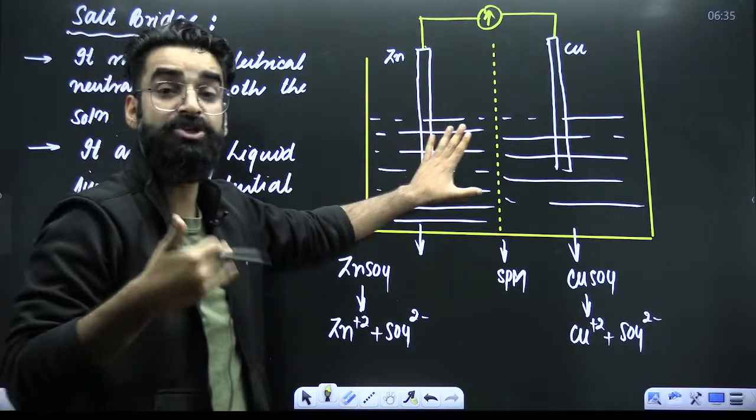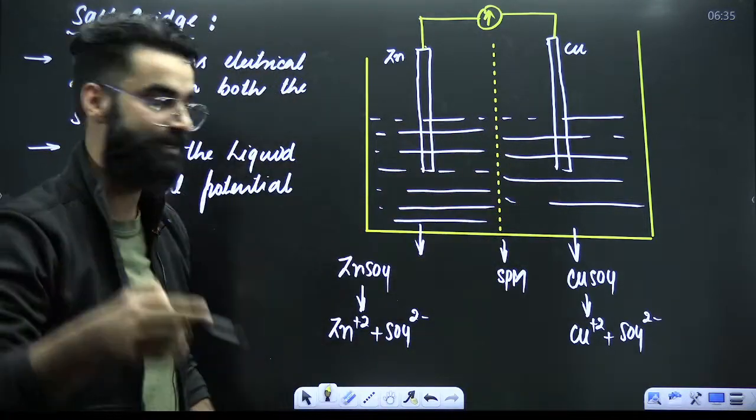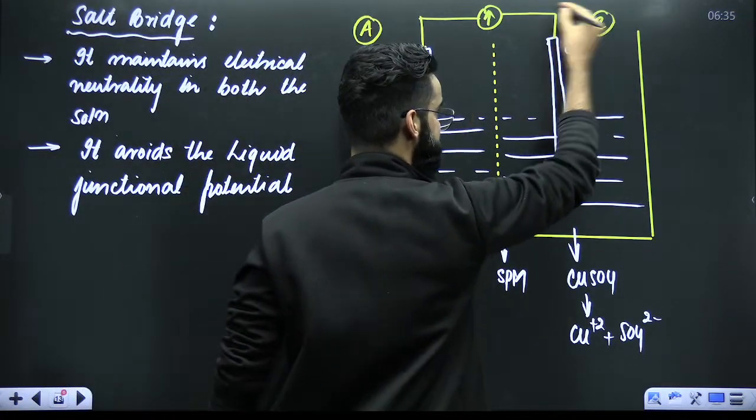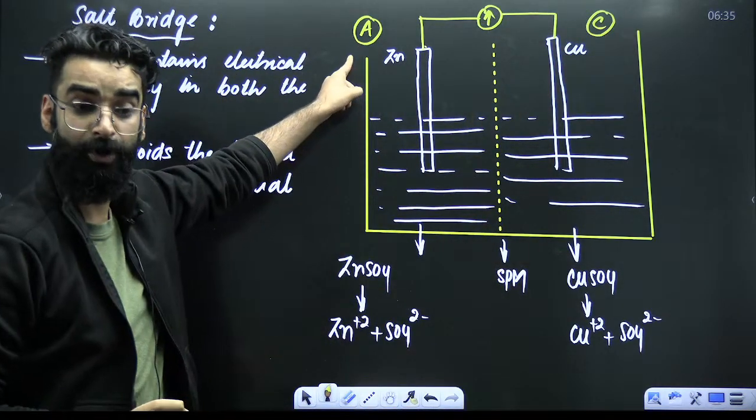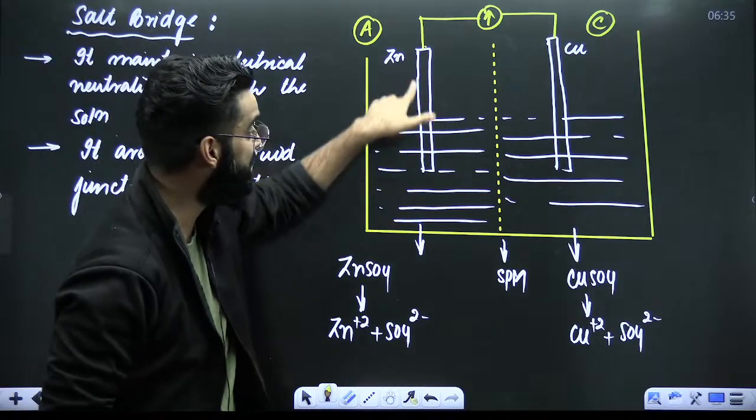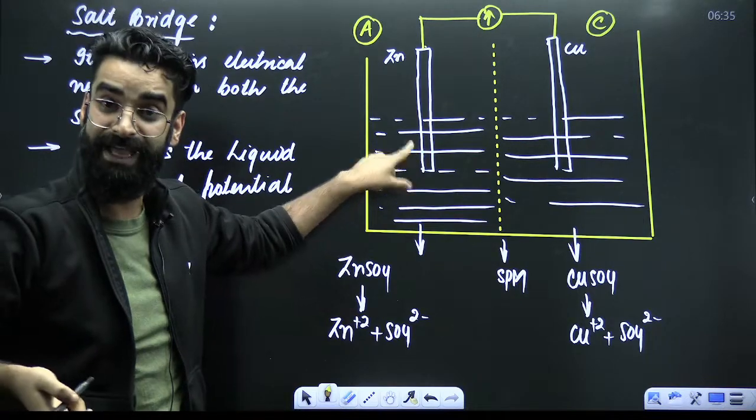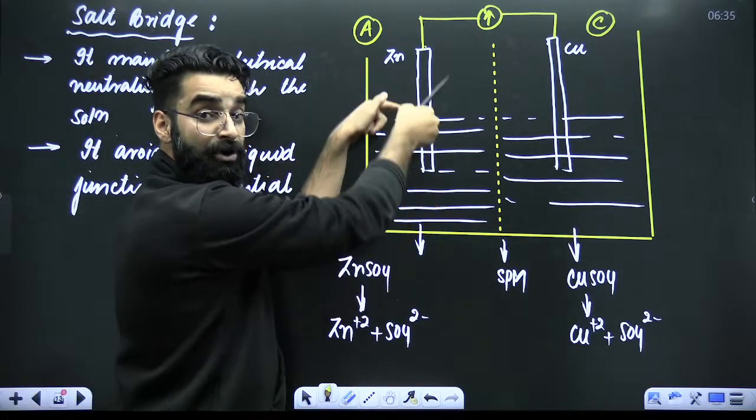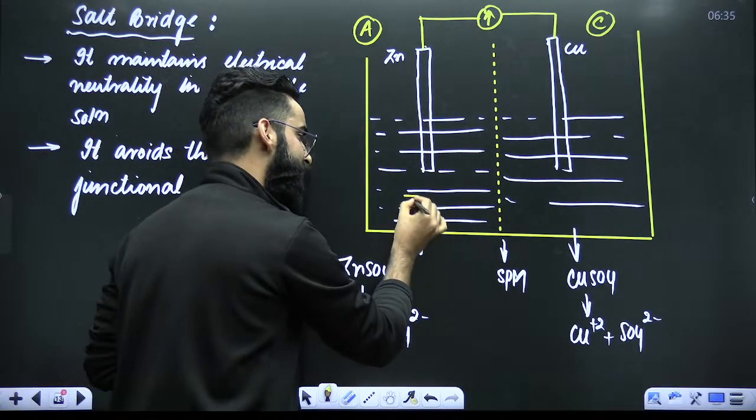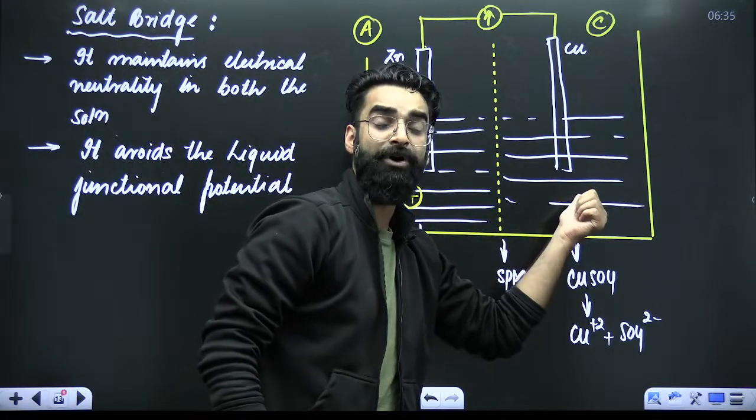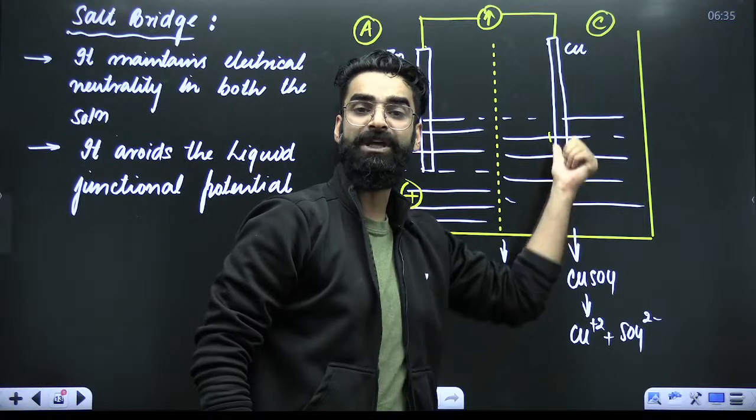By chance, if I do not use a salt bridge, what's going to happen? Try to understand. This is your anode, and in a similar way, this is your cathode. At the anode, what's going to happen? Oxidation. The zinc rod is made up of zinc atoms. Those zinc atoms will undergo oxidation and get converted into Zn2+. And that extra Zn2+ is going to enter this solution, due to which the solution carries what? Positive charge.